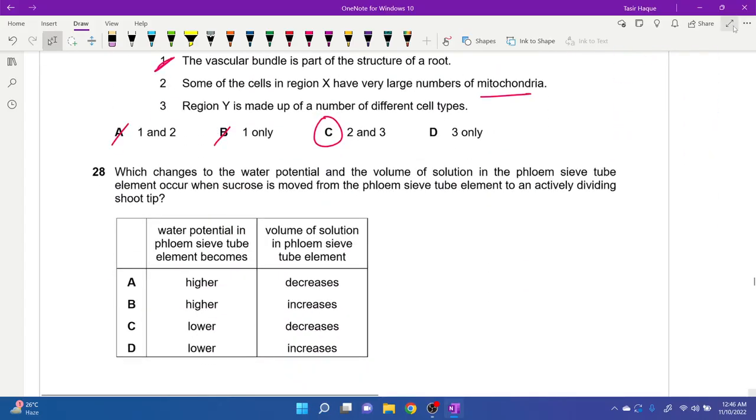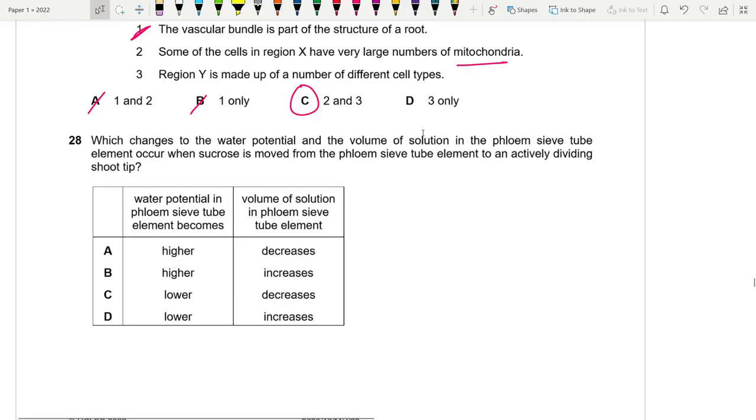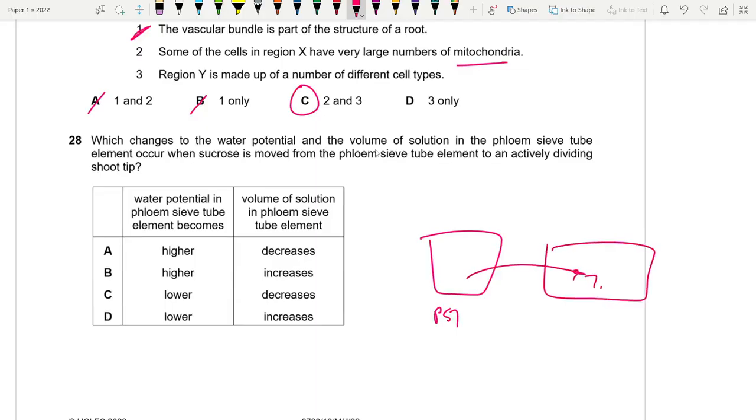With changes to the water potential and the volume of solution, phloem sieve tube elements occur when sucrose is moved from the phloem sieve tube element to an actively dividing shoot tip. Okay, so sucrose is moved from the phloem sieve tube to the shoot tip. So since sucrose is moved, the water potential in the phloem sieve tube decreases. I mean, water potential in the sieve tube increases.